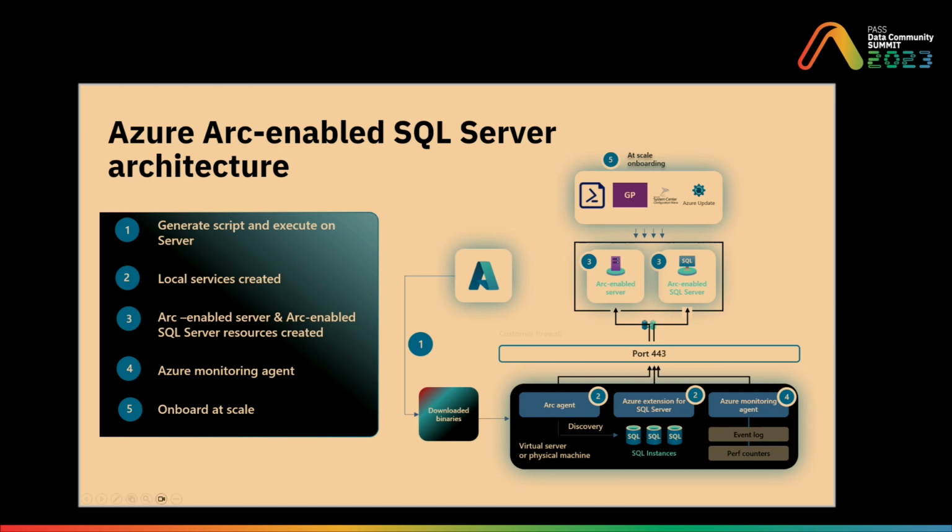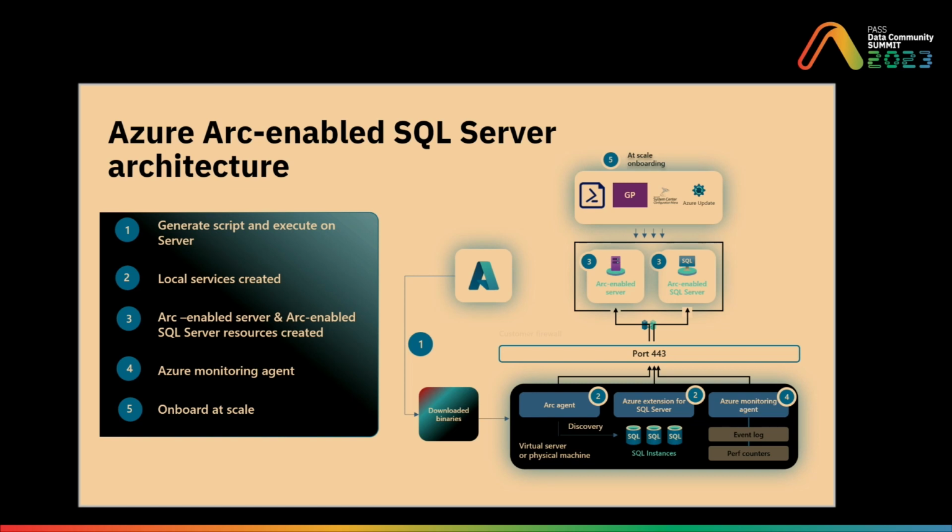You download a script to set up Arc server. One of the prerequisites for Arc-enabled SQL Server is that you set up Arc server and connect your server to Azure using an agent that comes with Arc server. You get a simple script that you can download, and you can run that script on Arc server, making sure all the right ports are open, that's port 443. And once you've done that, in step 2, all the local services that are required as part of the Arc agent get created.